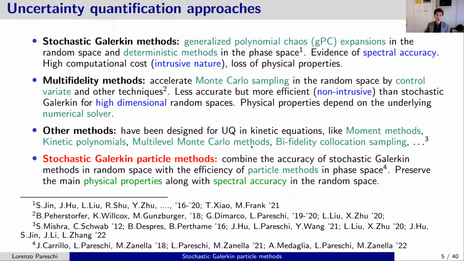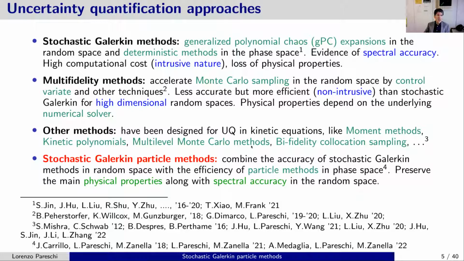There are many other methods, and it is impossible to mention all the different approaches which have been proposed in UQ and that have been used in kinetic equations. They range from moment methods, kinetic polynomials, multi-level Monte Carlo, bi-fidelity collocation sampling, which essentially is related to the multi-fidelity approach, except that the samples are chosen according to a specific greedy algorithm.